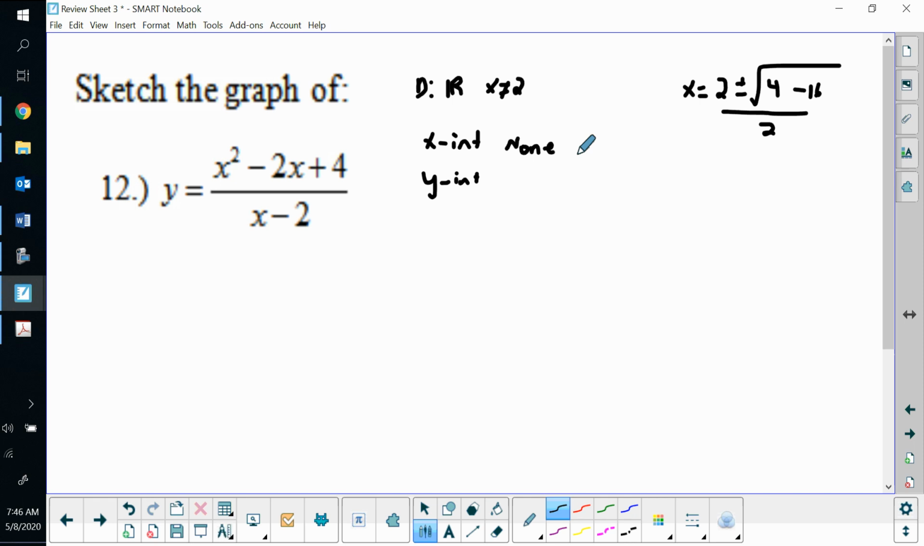Next up, y-intercept. A y-intercept always has an x value of 0. When you put 0 in for all the x's, you're going to get 4 over negative 2. So we'll have 0, negative 2. Our symmetry, if we put in a negative x everywhere, it doesn't come back exactly the same, and it's not just negated. So the symmetry, there's none.